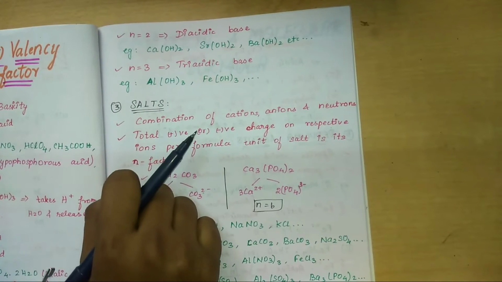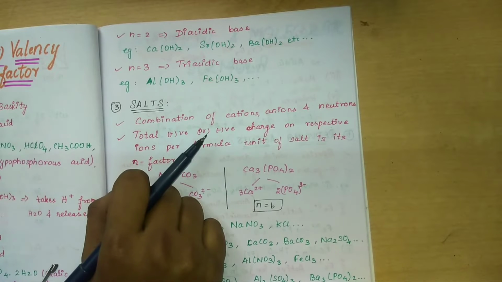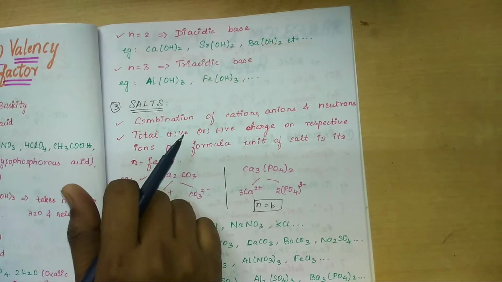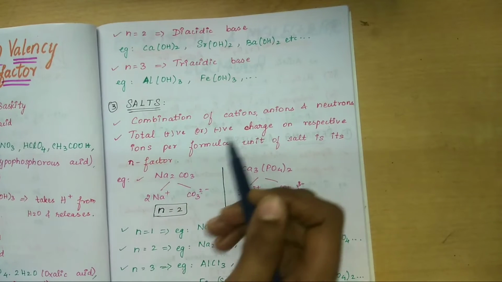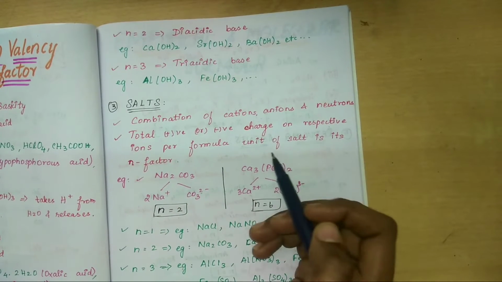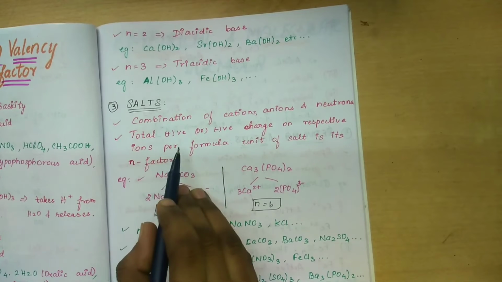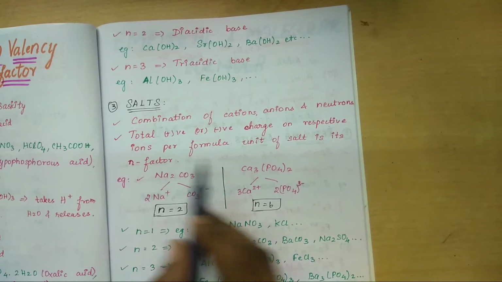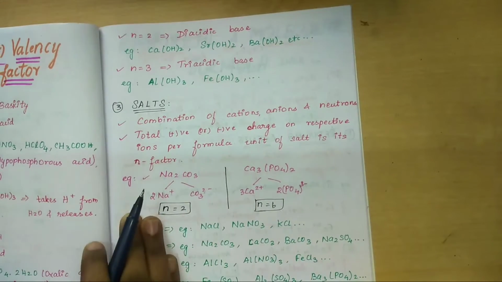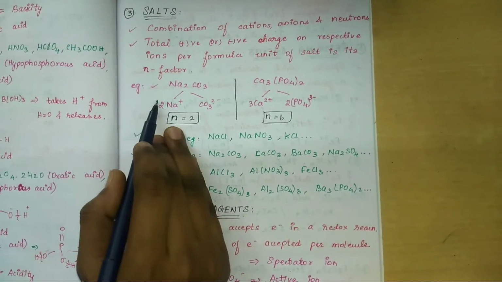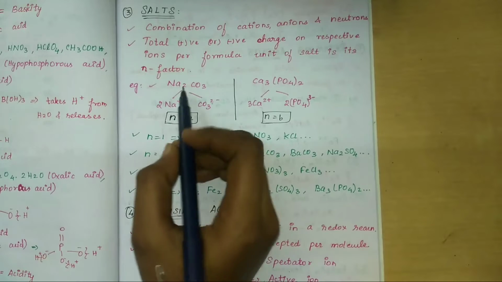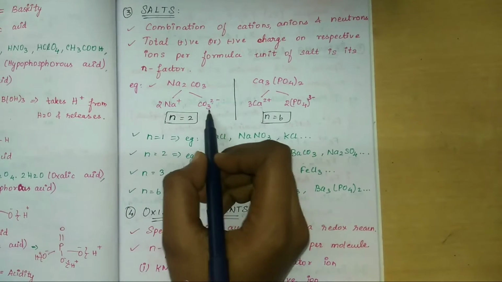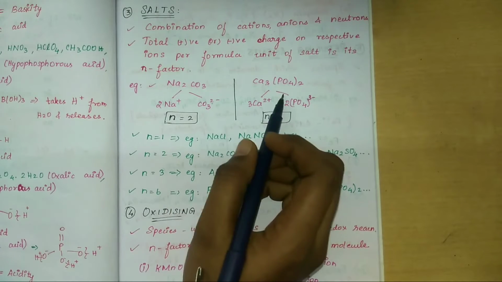Then for salt, how to find the N factor? It is different from that of acids and bases. What is a salt? It is a combination of cations and anions. The total positive or negative charge on the respective ions per formula unit of the salt is its N factor. Take this example, Na2CO3. When hydrolyzed, it will give 2 molecules of Na plus and 1 molecule of CO3 2 minus.